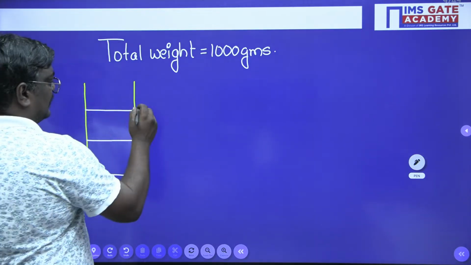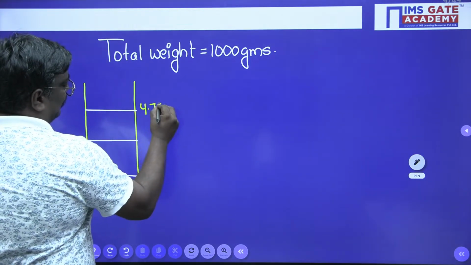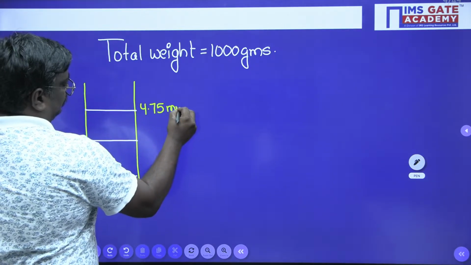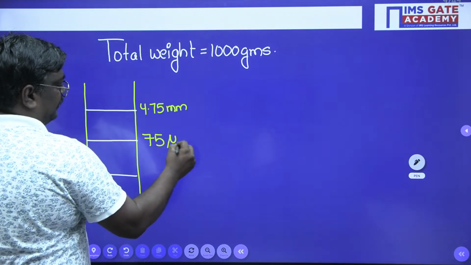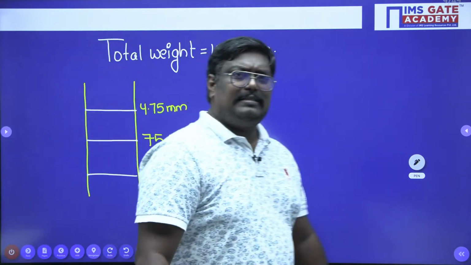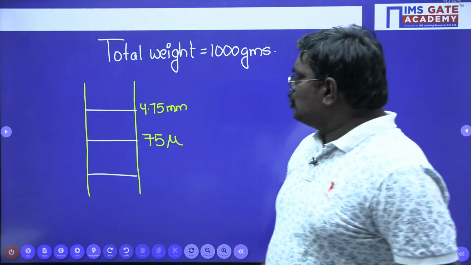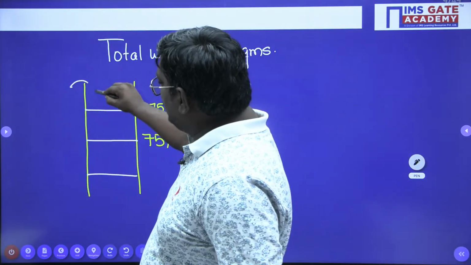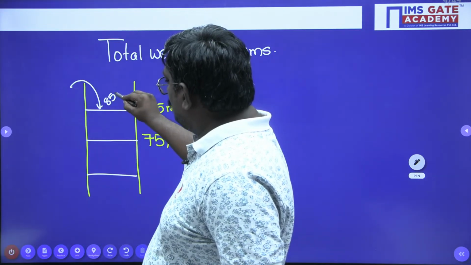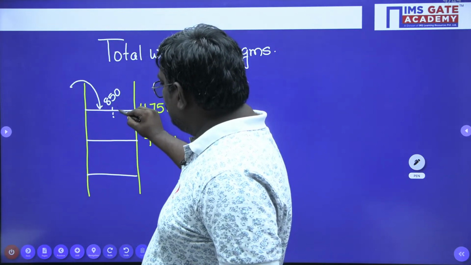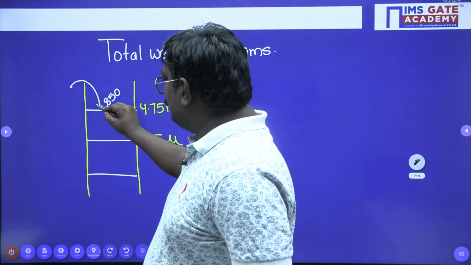Here the sieve size is 4.75 mm. And here we have 75 micron. Agree? Now see students, they have clearly told that out of 1000 grams, 850 grams was passing through the 4.75 sieve.